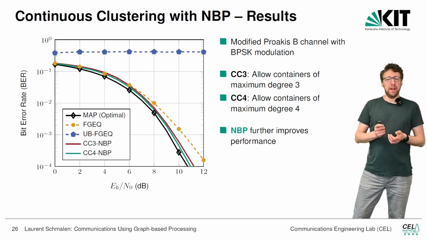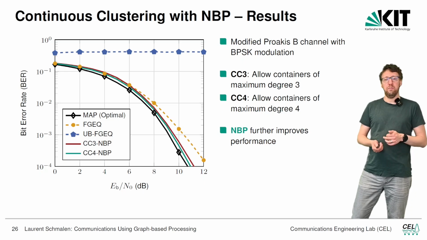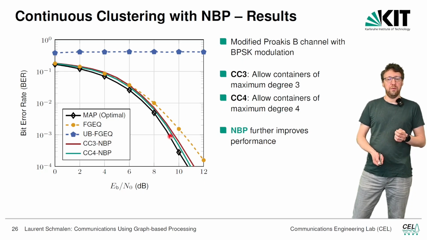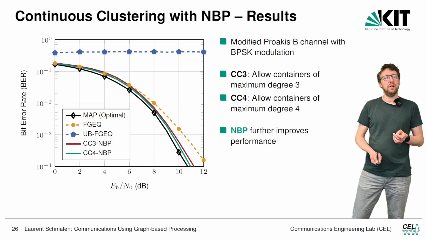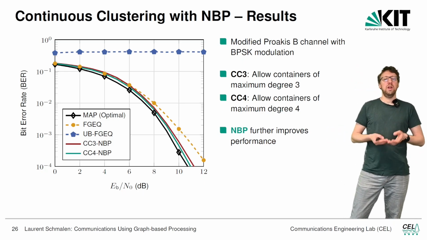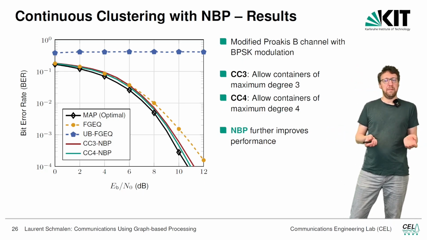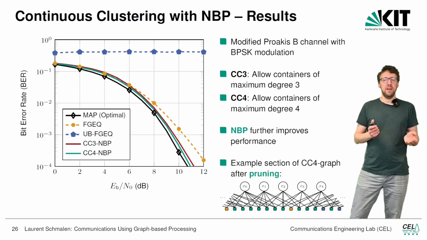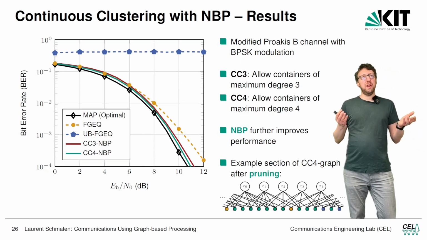We can of course apply null belief propagation decoding to both of them, and then we get a further performance improvement by just applying plain null BP. So now we approach the performance of the MAP decoder. And we can also apply pruning.